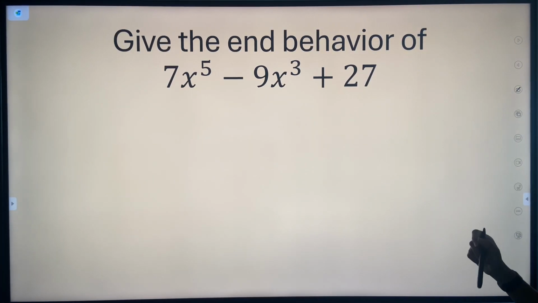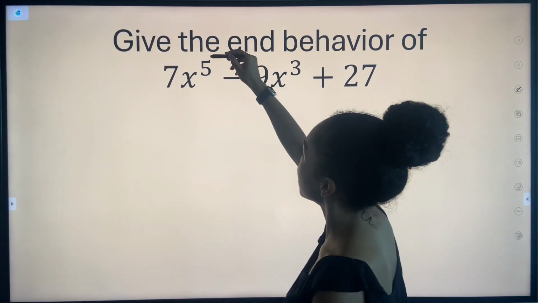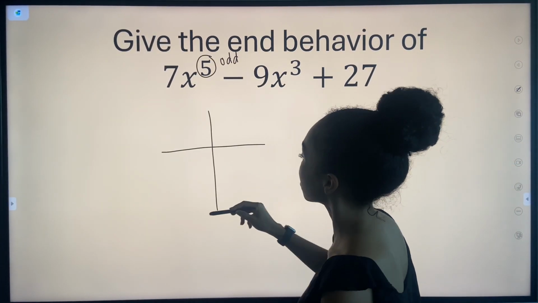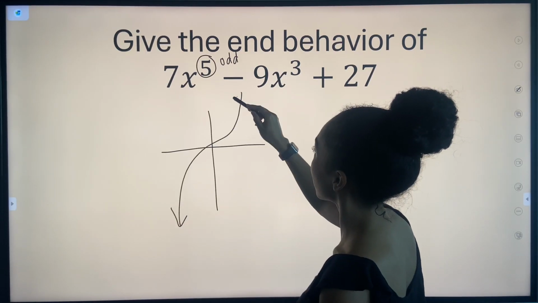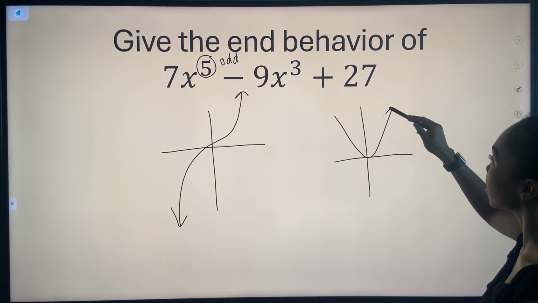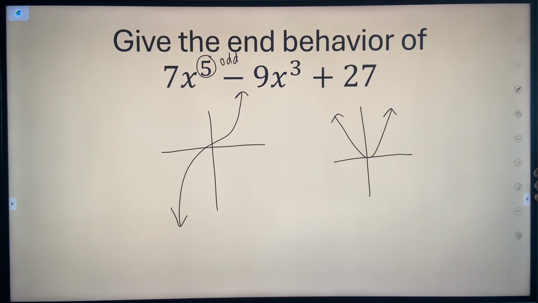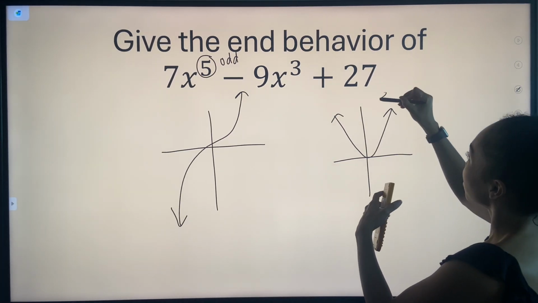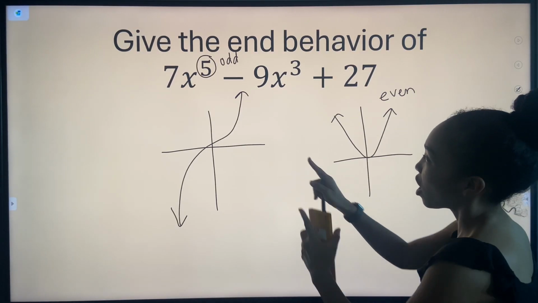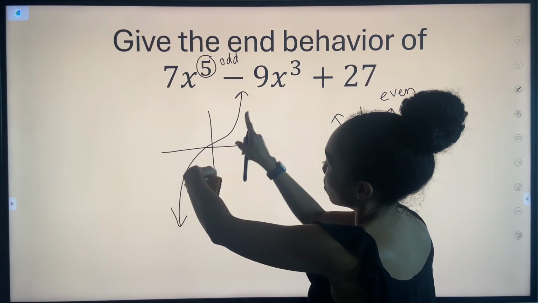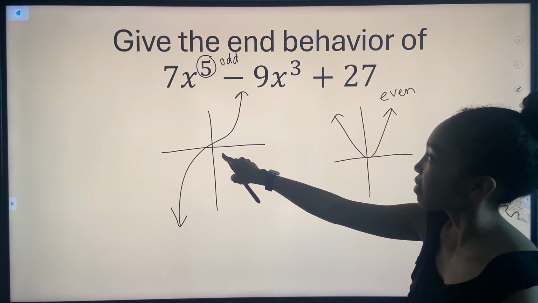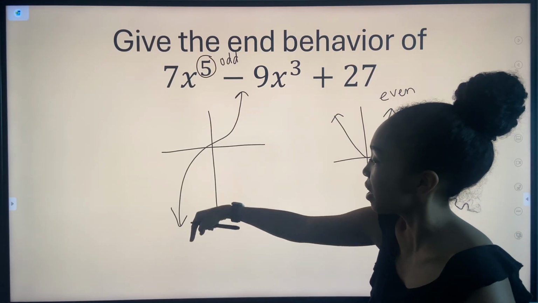Give the end behavior. So the highest degree is a 5, which is odd. Odd exponents will always look like this. If it's even, it will always look like this. For even functions, the end behavior will always match. For odd functions, they will go separate ways. So this will look something like this graph, since it's odd. The end behaviors are opposite.